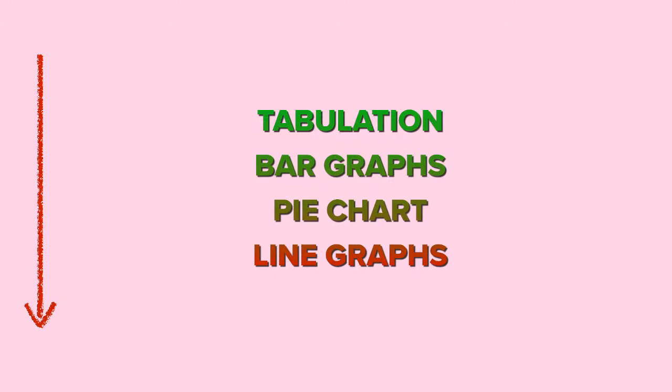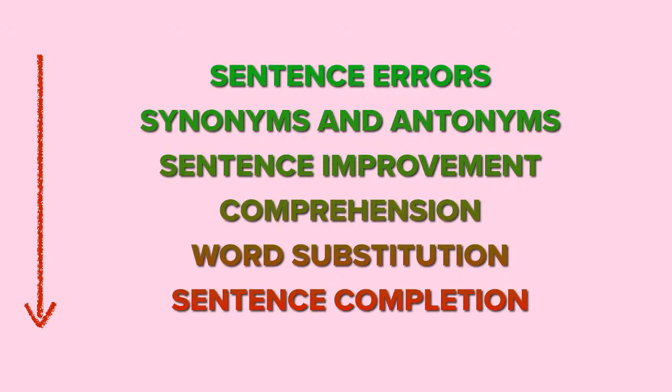So tabulation kind of sums might come, as well as bar graphs and pie charts, which are equally important. Line graphs don't come much because usually it's either pie charts, bar graphs, or tables. So line graphs are not that frequent, but if you know how to interpret a proper graph, any type of graph, you can score on those kind of questions also.